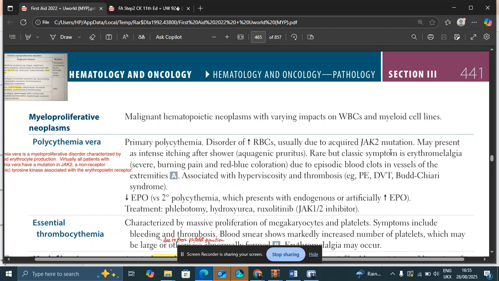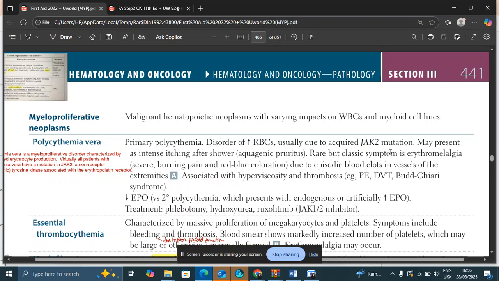Now, what is going to be the patient's presentation, or what are the symptoms we see in a patient with polycythemia vera? Because of increased RBC production, increased RBCs in the blood, the patient will present with hyperviscosity syndrome, hypertension, or thrombosis. It could be arterial or venous thrombosis.